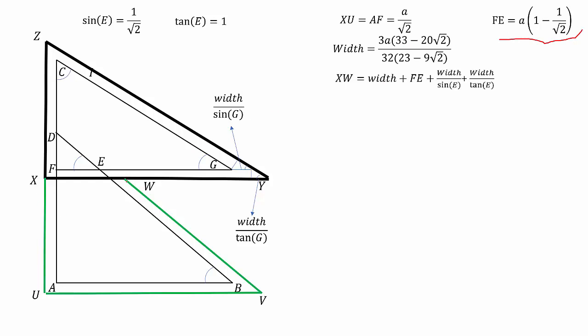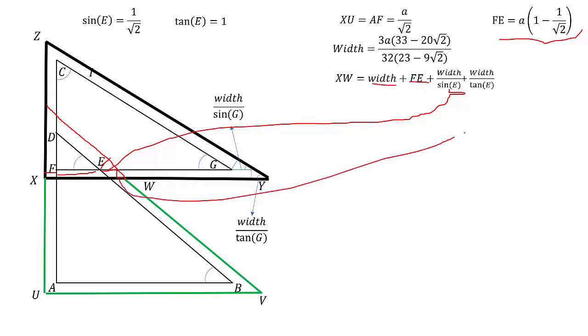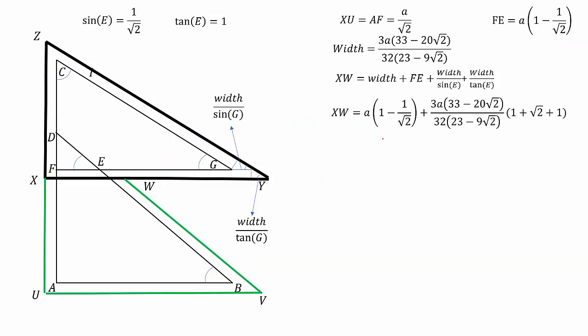Then in a similar way, for XW, let's draw a line like this. To find XW, first we add the width plus FE, and here also a right angle triangle is formed like this, so we add this value, which is nothing but width by sine E. Again a right angle triangle will be formed, and we add this value, which is width by tan E. So the overall formula will be like this. Then by putting in the proper values, we get the result for XW.